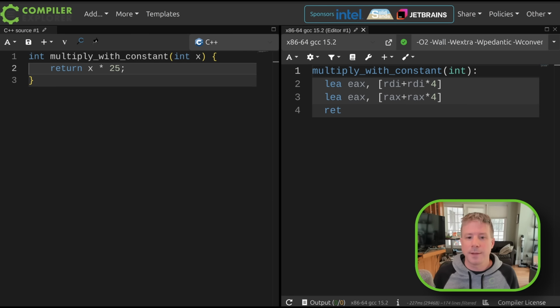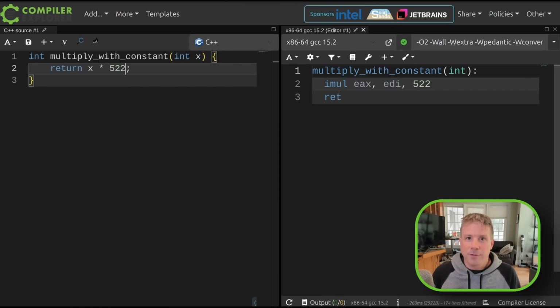Now, surely there has to be a limit. Surely at some point we give up. So let's just pick another random number, 522. Yes, the compiler runs out of tricks at 522. Or probably way before that. But 522 is an example of a value which has no obvious way of breaking it down into shifts and adds. And so the compiler uses an IMUL instruction.